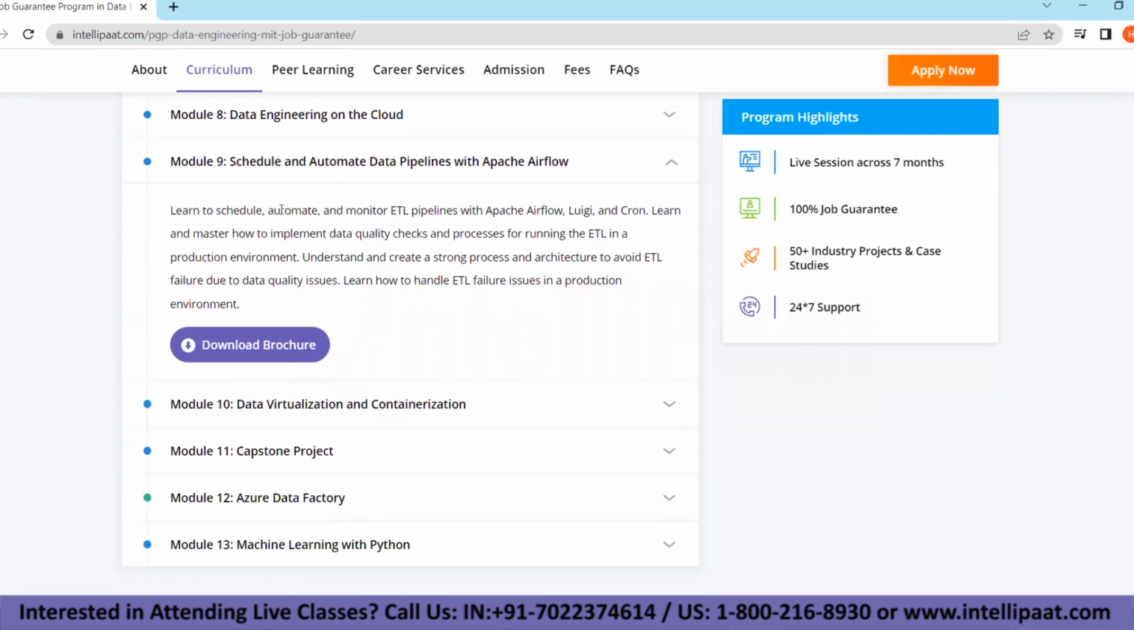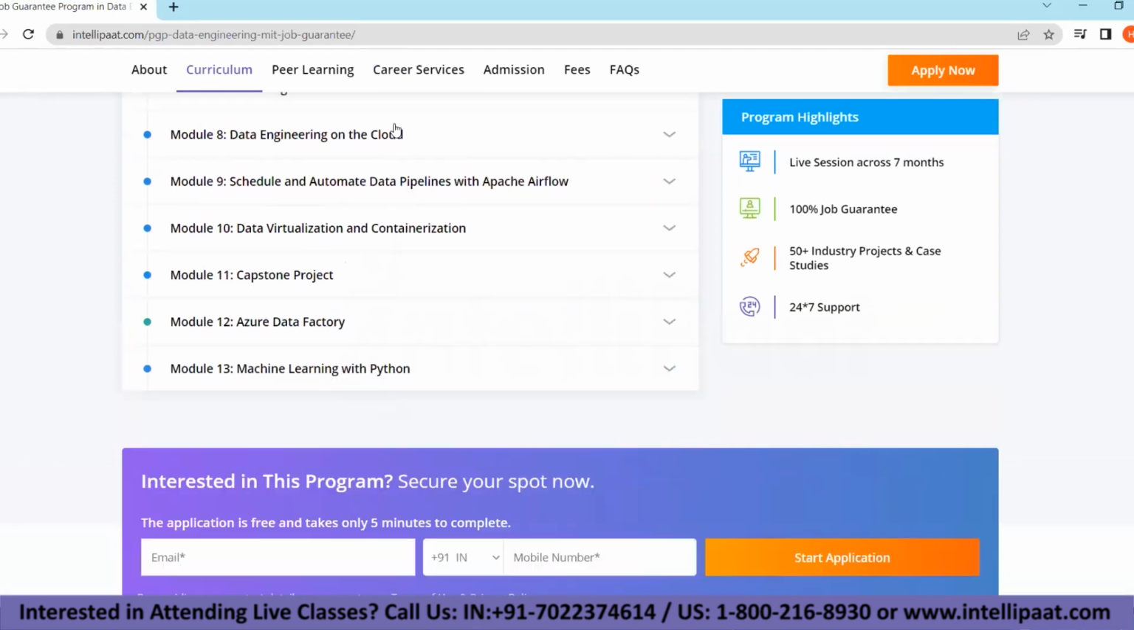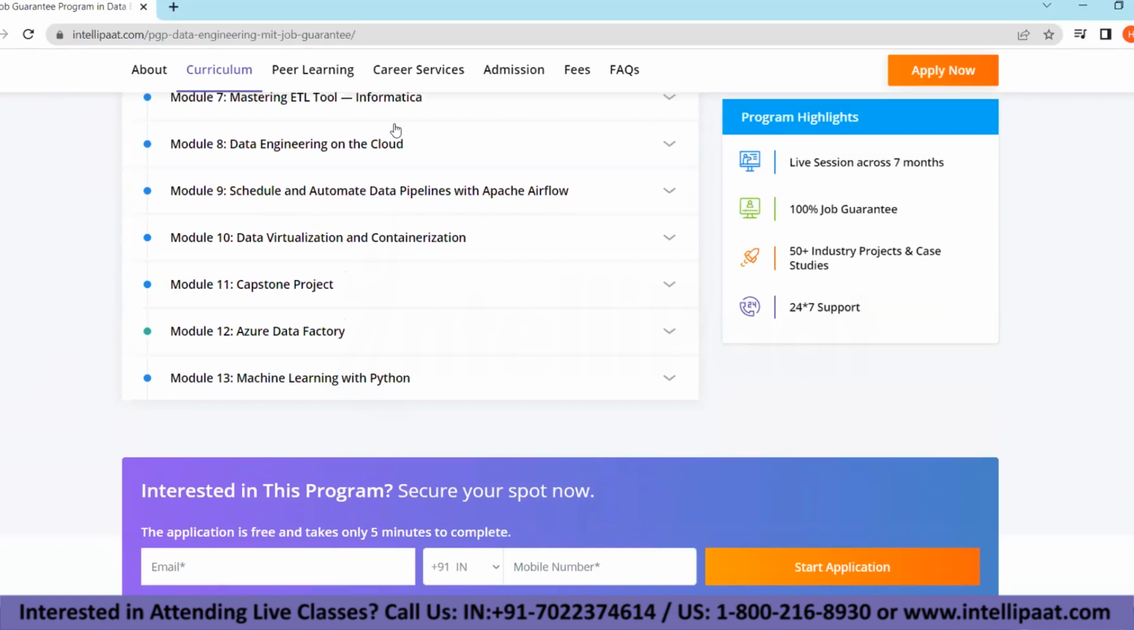Then module number 9 is schedule and automate data pipelines with Apache Airflow. So you learn how to automate and monitor ETL pipelines with Apache Airflow. There is cron, and you learn how to implement data quality checks also, and processes for running the ETL in a production environment. Now, of course, if you're coming from a proper ETL background, learning this entire program will be very, very easy for you.